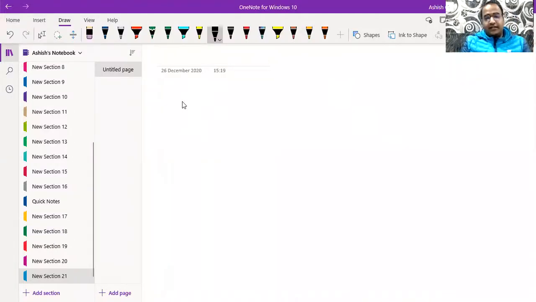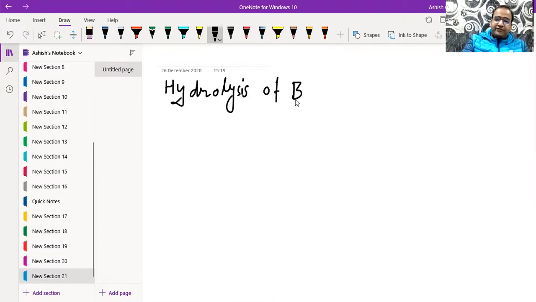So in today's class, we will discuss the partial hydrolysis of BF3 and SiF4. Again, this topic is very important from an IIT or NEET point of view. Listen carefully. First, we are studying the hydrolysis of BF3.